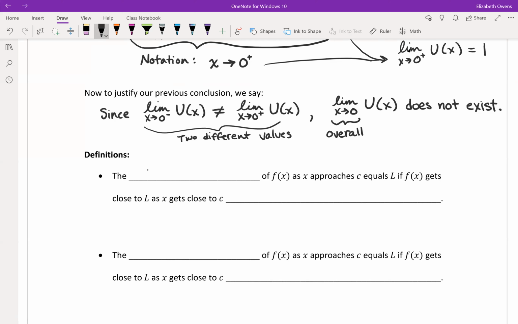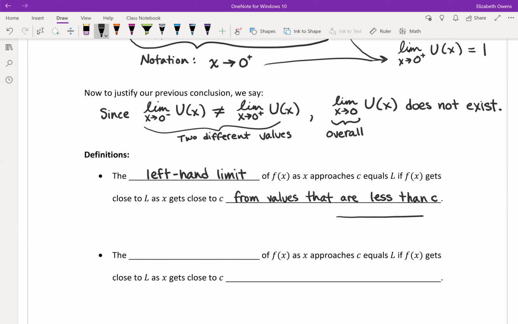We say that the left-hand limit of f of x as x approaches c equals L if f of x gets close to L as x gets close to c from values that are less than c. Okay, so that idea of values that are less than c.